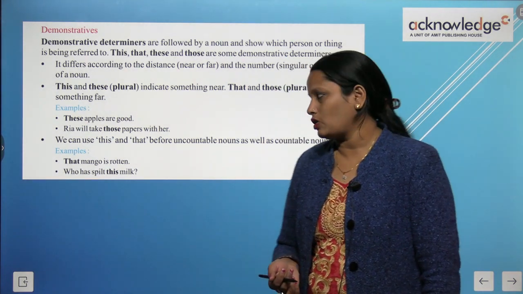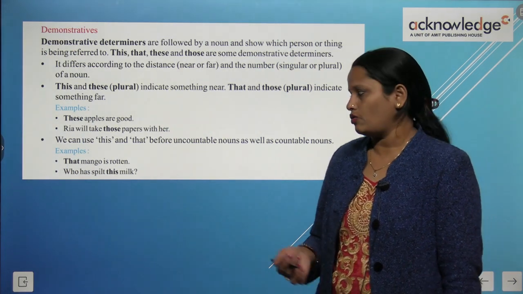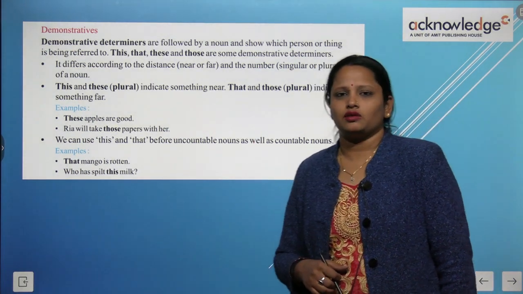For example, that mango is rotten. Mango सड़ा हुआ है. Who has spilled this milk? Milk किसने गिराया है?